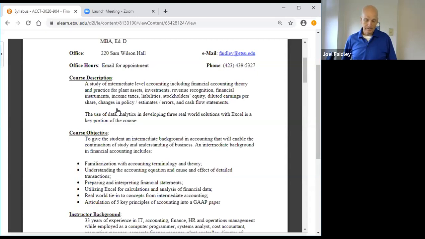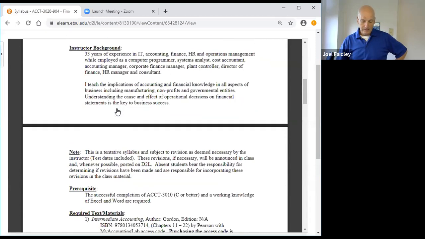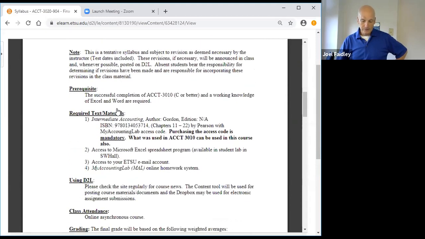And you also, we have 3 Excel assignments. You will also be required to articulate the 5 key principles that I will talk about here shortly, and put that into a gap paper that should be about 1,600 words. There's my background again. Prerequisites: you should have passed 3010 with a C or better, or you shouldn't be taking this class.